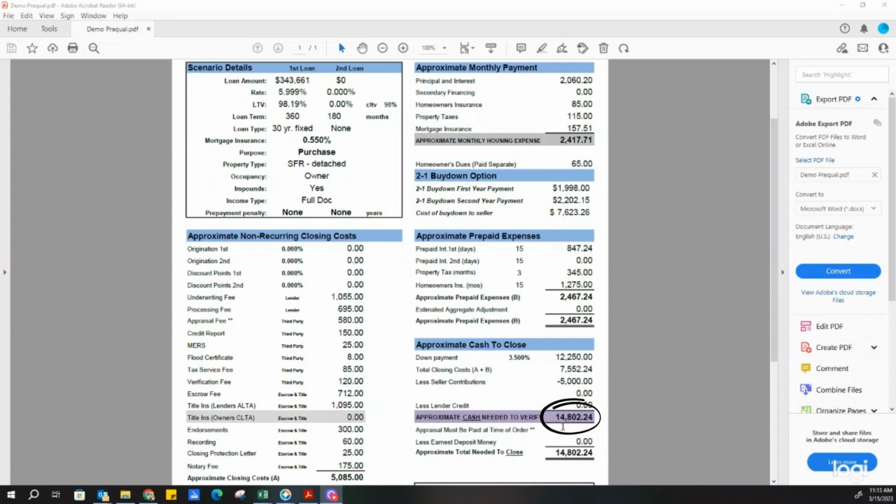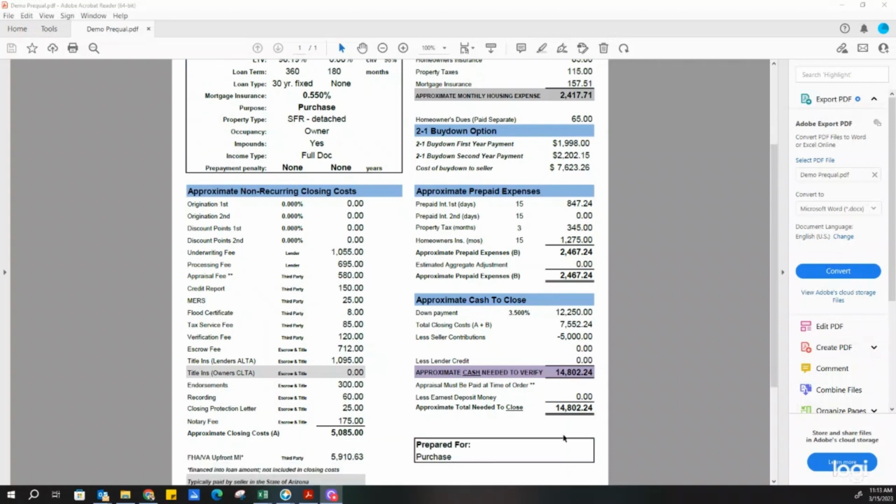$14,802.24. Now, your appraisal fee is paid up front, so that'll come off of there. And then any earnest money that you have would come off of there as well. So earnest money is your pledge to the seller that you're meaning to fulfill the contract that you sent in. So let's say earnest money was $3,000, you would have to come in with $11,802.